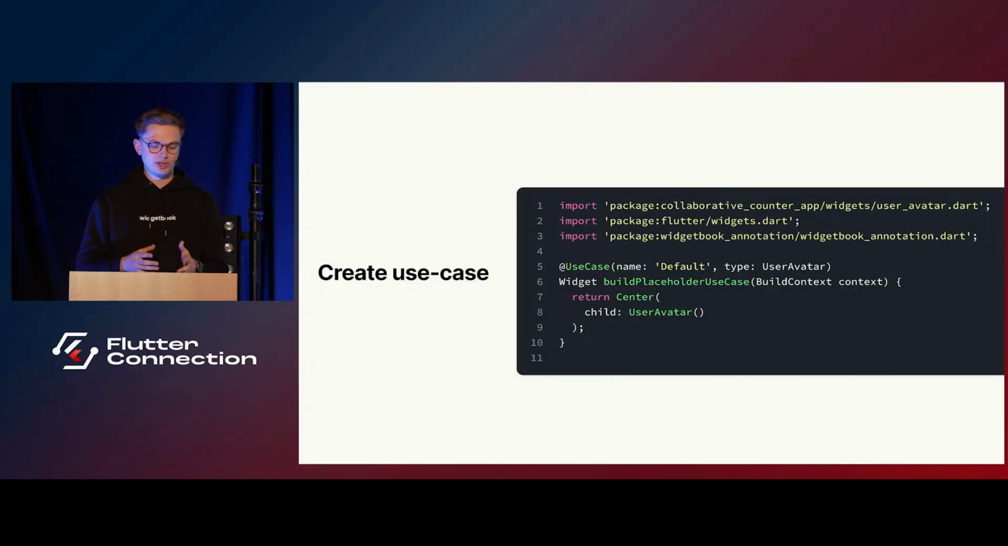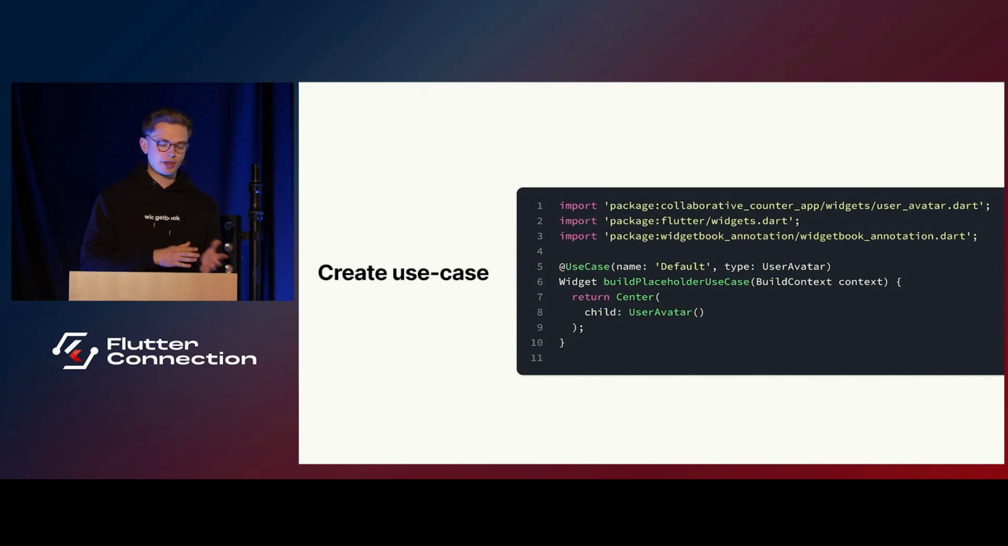And what we're doing here is we're using an add use case annotation. So whenever using an add use case annotation, you're telling Widgetbook, perfect, I want to include this very widget in Widgetbook. We need a name. The name in this case, because we say we only have one use case, we just call it default. We could, however, add multiple use cases for the same widget. And then we provide the type. That's just the widget that we'd like to preview in Widgetbook. So in this case, user avatar.